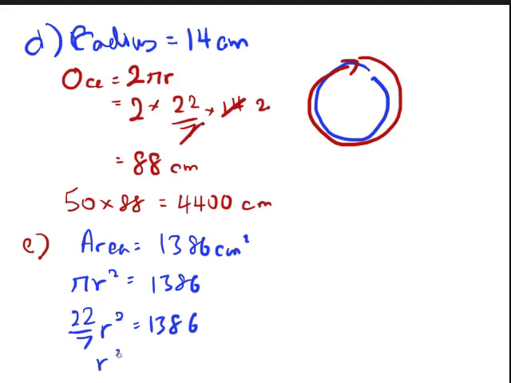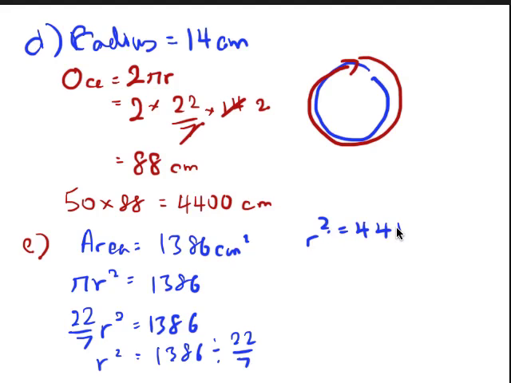Therefore, you just type into your calculator 1386 divided by 22/7, and you will get the answer of, hold on, let me take my calculator. I need to use the other calculator here. 1386 divided by 22/7 gives you the answer of 441. R squared equals 441.